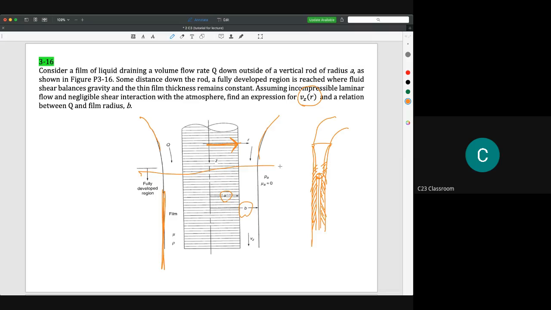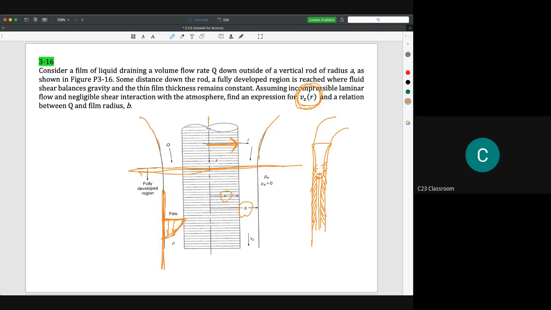So let's say from this height, from this level, the flow is in the fully developed region, which means the velocity is almost constant. So it is steady. And then we need to calculate the expression of Vz(r). Here they want us to calculate the velocity distribution for this situation.